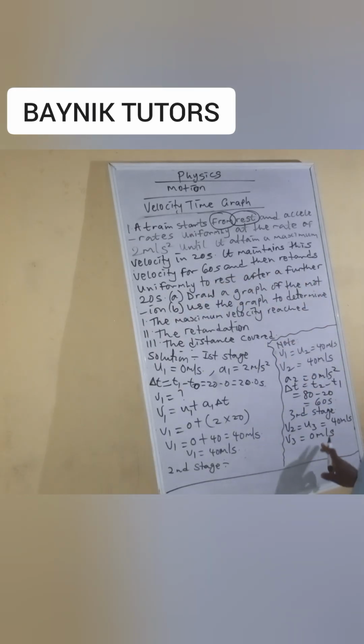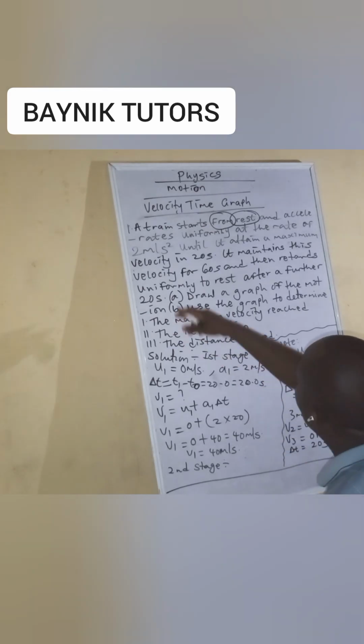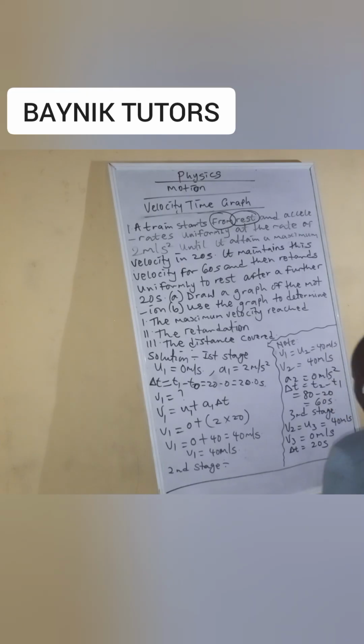Since it's being retarded uniformly to rest, the vehicle, the train, is now going to stop. So the final velocity will be 0 meters per second. Automatically my change in time will still be 20 seconds. So, a further 20 seconds. So that's that.